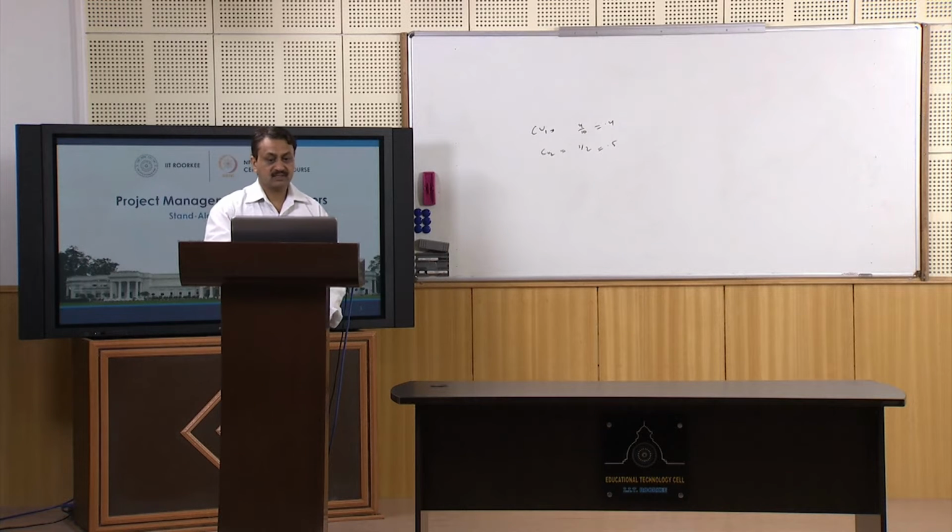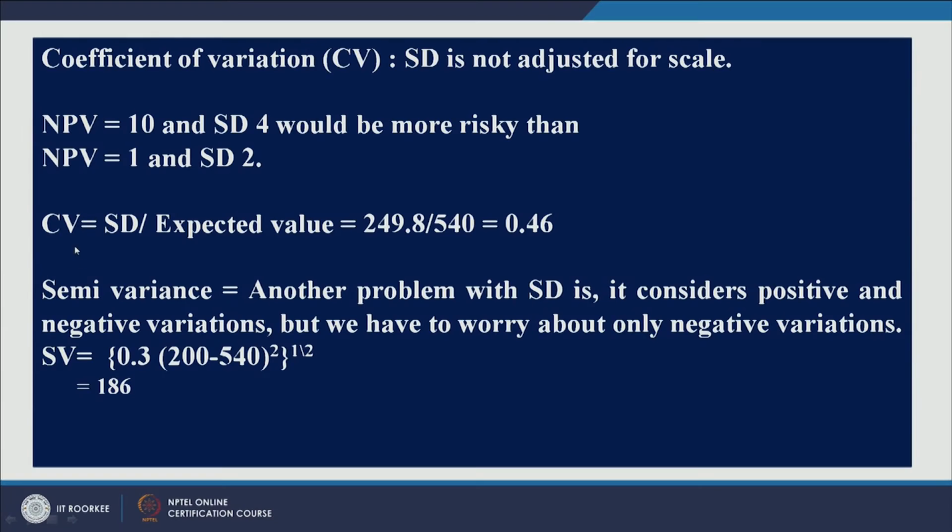Okay, so let us look at the coefficient of variation in our example. The standard deviation, 249.8, divided by NPV, which is 540, gives 0.46, right. So, the coefficient of variation for our example is 0.46.